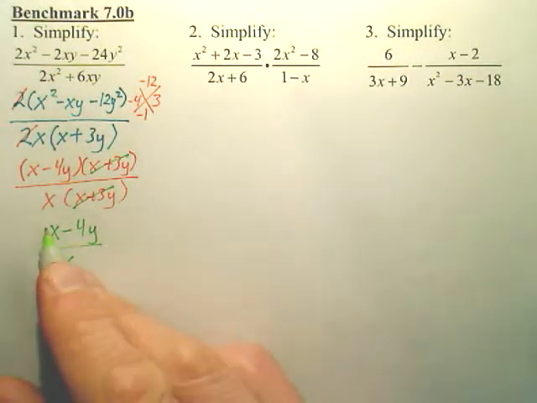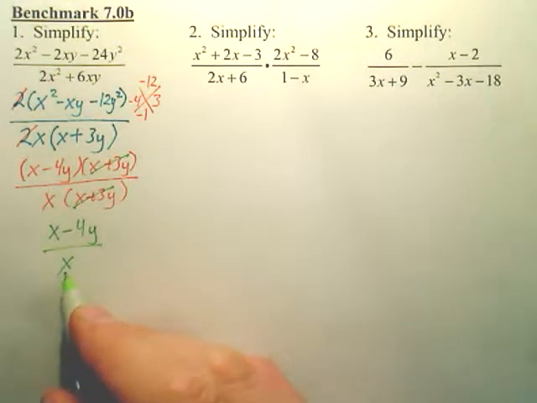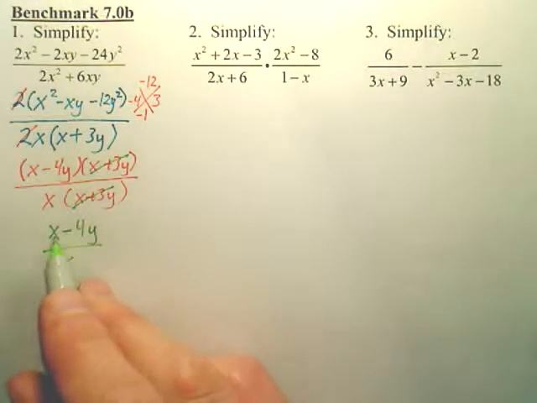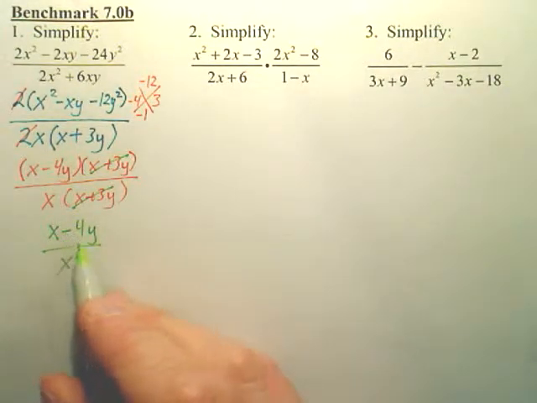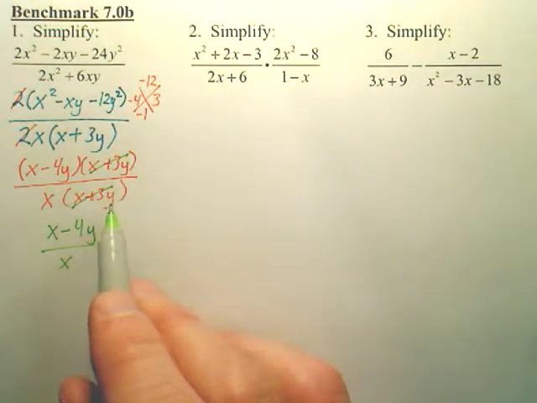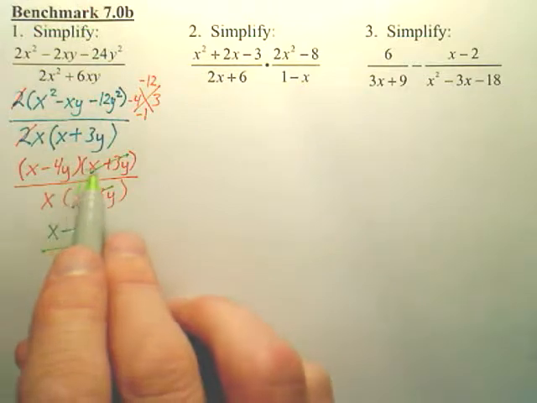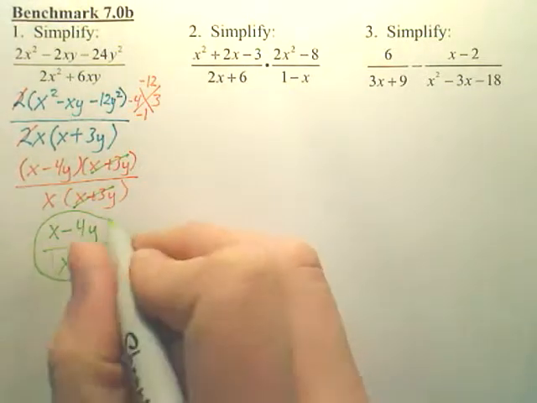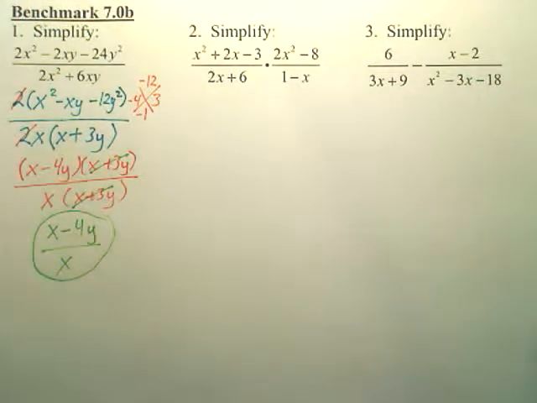Now, some of you are going to want to cancel these x's and say my answer is negative 4y. You're wrong. You cannot cancel these x's off because these two are connected by a minus. You can't just go and cancel one of them off when there's a minus between. The only time you can cancel is when the two things are connected by multiply. So this is my answer. Again, do not try to cancel the x's.